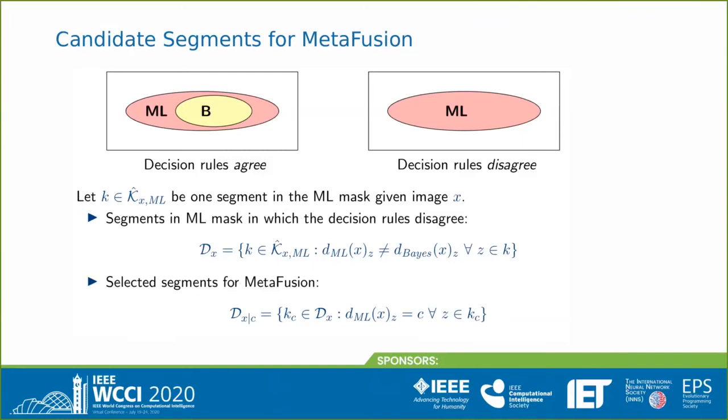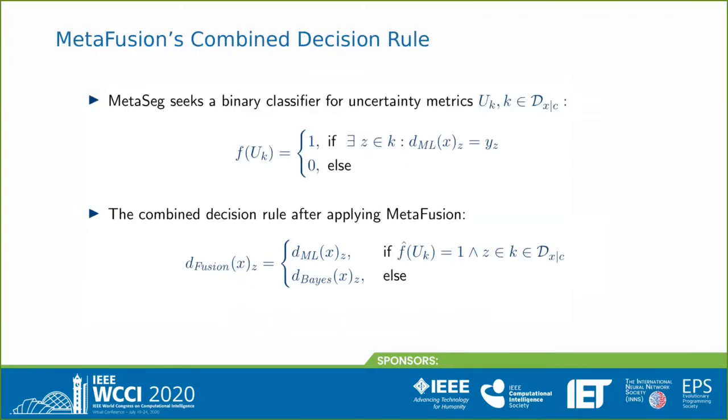For MetaFusion, we constrain the set to only one class. In our case, it is the human class. So the C here in this notation corresponds to the class human. For the constructed set of segments, we apply MetaSeg. As a recall, MetaSeg is a method that is based on dispersion measures, geometry features, and location features.